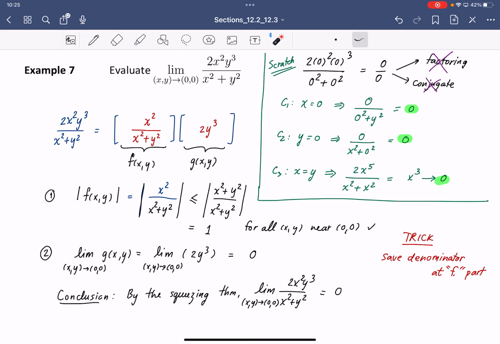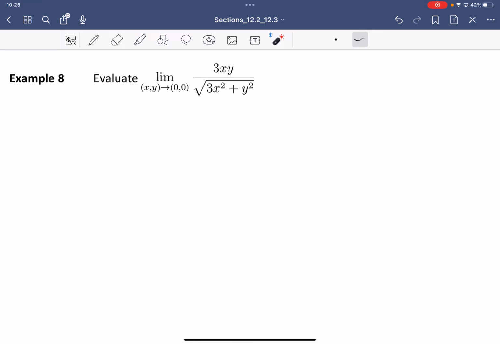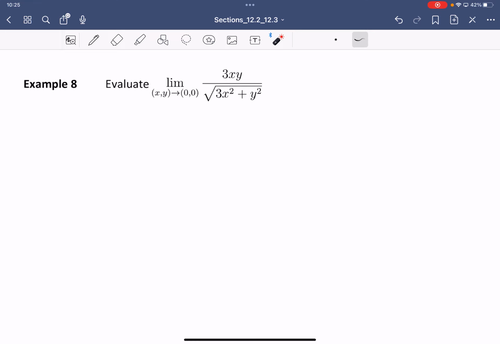Okay, so now let's practice more squeezing theorem on example 8. How about the limit as (x,y) goes to (0,0) of 3xy over the square root of 3x squared plus y squared? What if I want to use the squeezing theorem for this question? So what should I do? 3xy over the square root of 3x squared plus y squared.